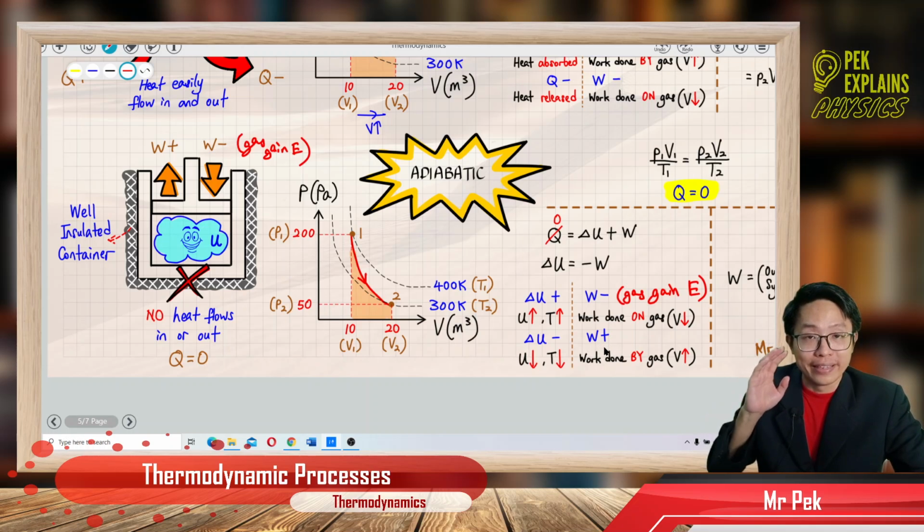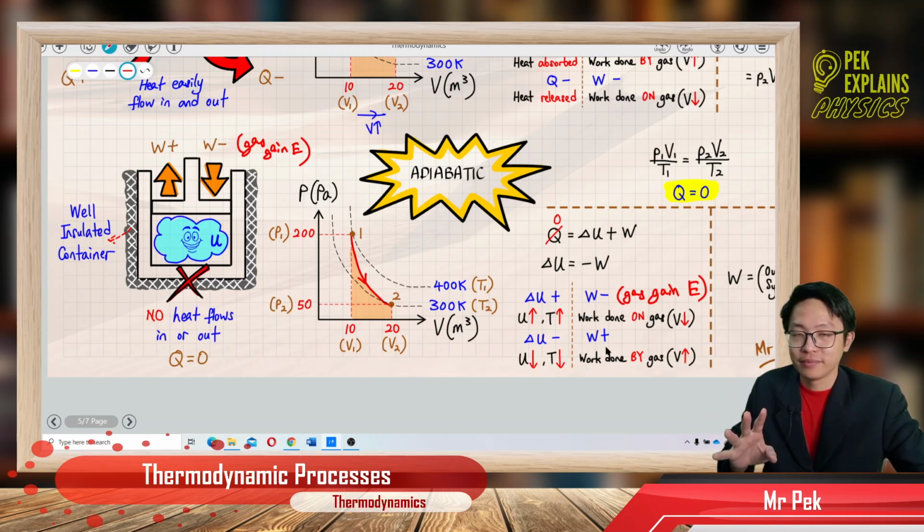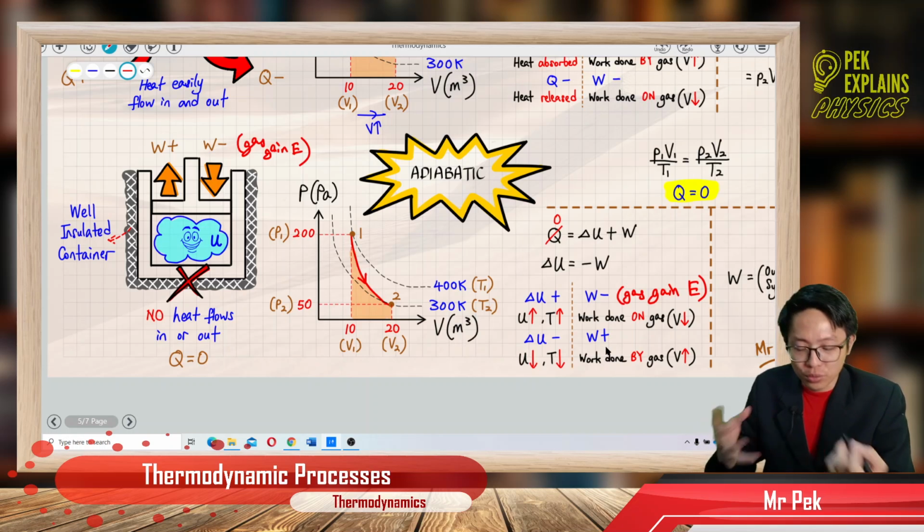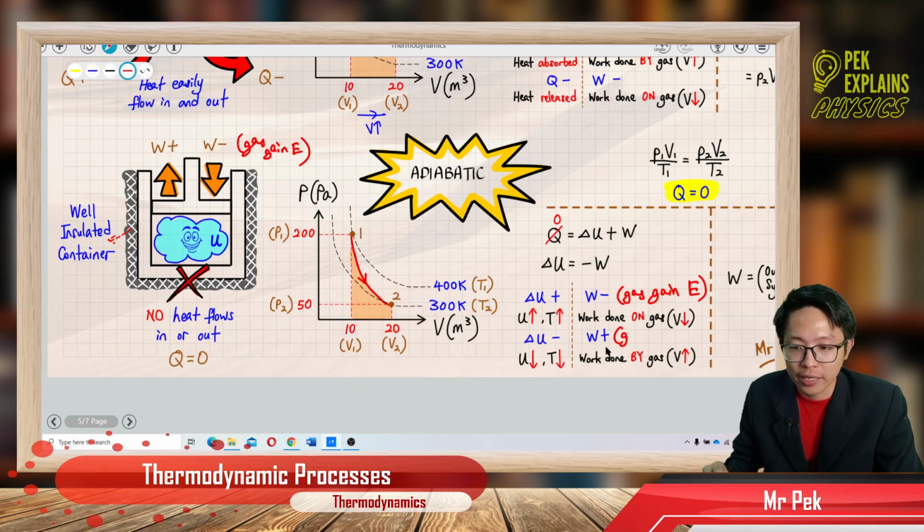So when the gas does work, it loses energy. When you do work, you lose energy, isn't it? You won't do work and gain energy. When you do work, you lose energy. So when the gas does work, the gas loses energy.